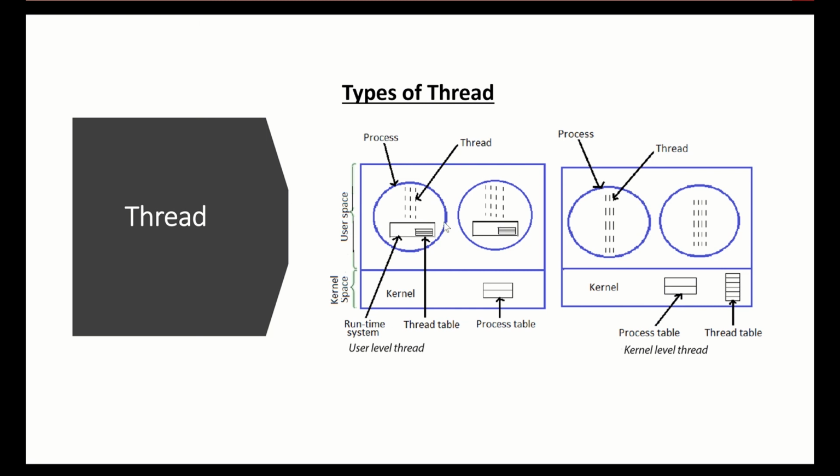As you can see here, this is a process. Within the process we have threads. What the kernel knows is the process, not the threads. While at the kernel level, the processes are created. This is process 1, process 2, and the threads are also known at the kernel level. Here, this is the table for threads. This is the table for the process. So the kernel level will be the one to manage everything.